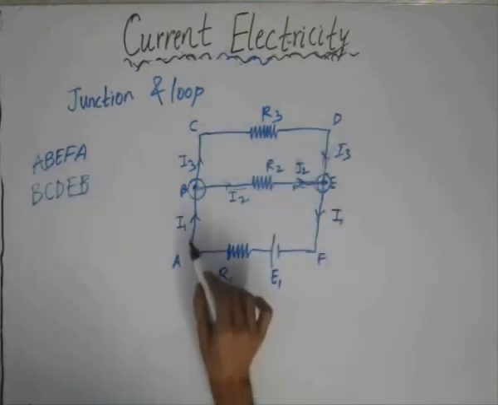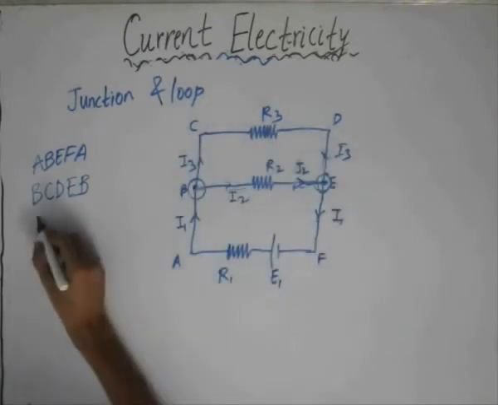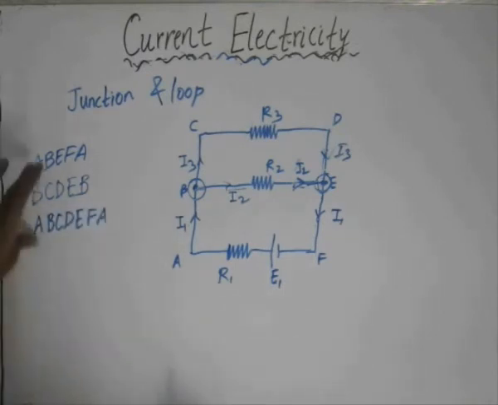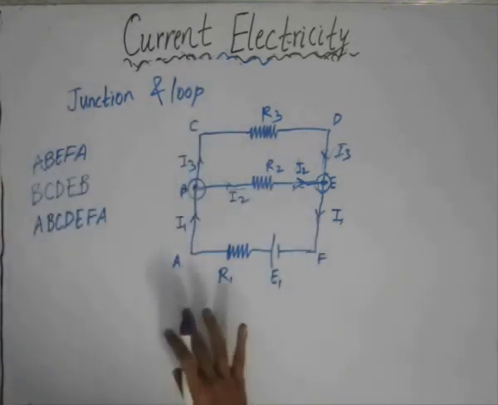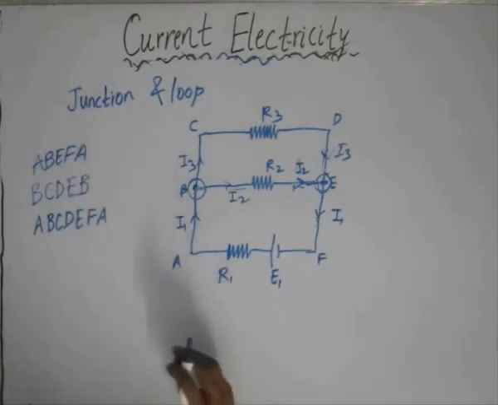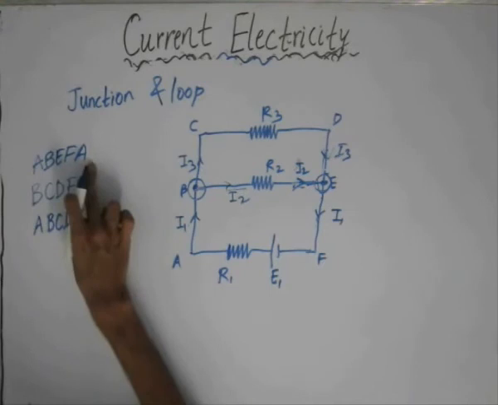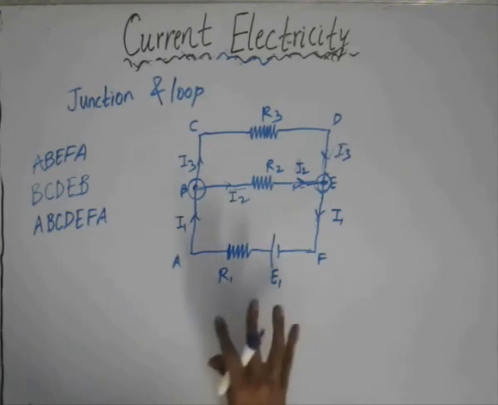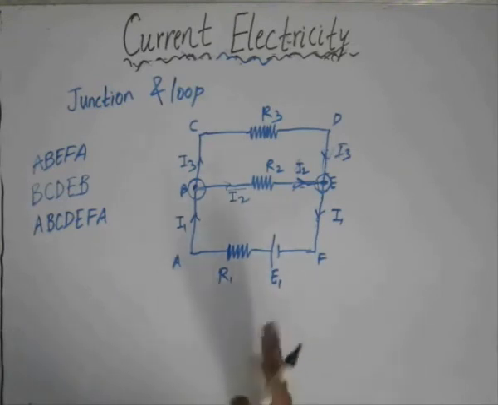The third loop is the outer loop, A, B, C, D, E, F, A. So these are the 3 loops present in this arbitrary example which we have taken. As we observe, a loop starts and ends at the same point, which means it must be closed. So after seeing what a junction and a loop are, we can start off with Kirchhoff's laws. We'll start with the first law of Kirchhoff, known as Kirchhoff's current law, or Kirchhoff's first law.